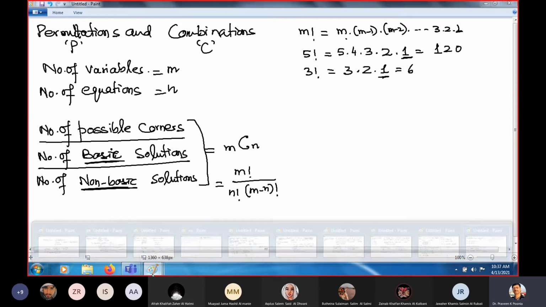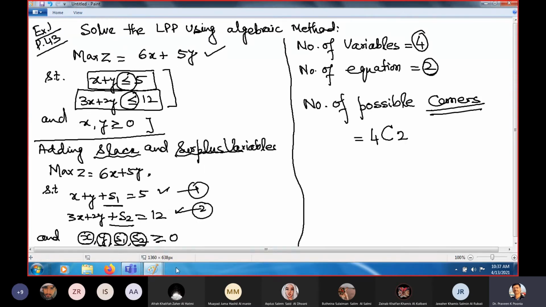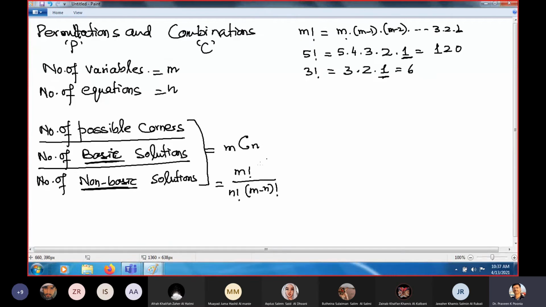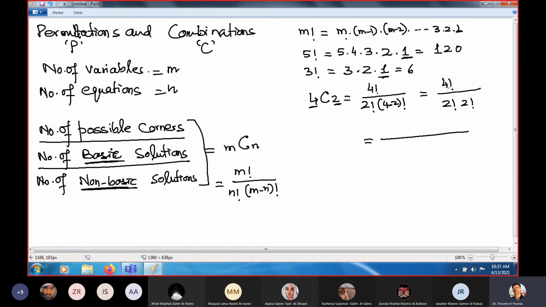Now the question comes, what is the value of 4C2? So let us calculate the value of 4C2. It is factorial 4 upon factorial 2 into factorial 4 minus 2. This is the question: factorial 4, factorial 2 and factorial 4 minus 2. So how much is it? Factorial 4 upon factorial 2, and 4 minus 2 is 2, so factorial 2. Now calculate the values of these factorials. Factorial 4.